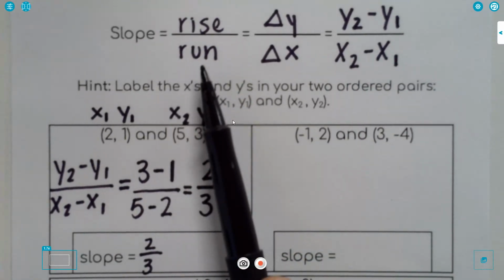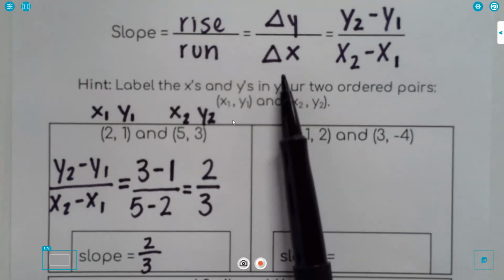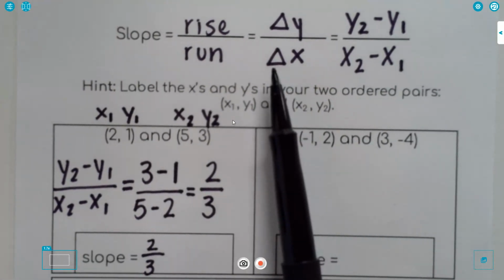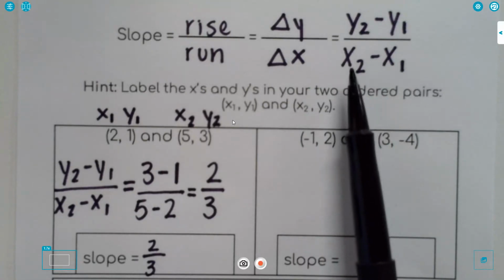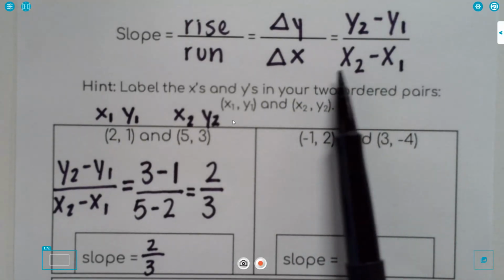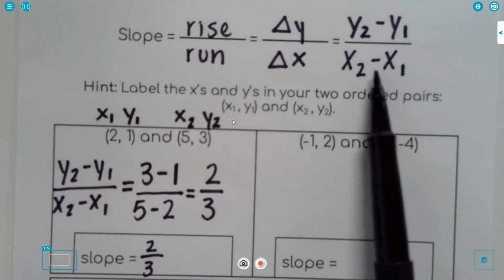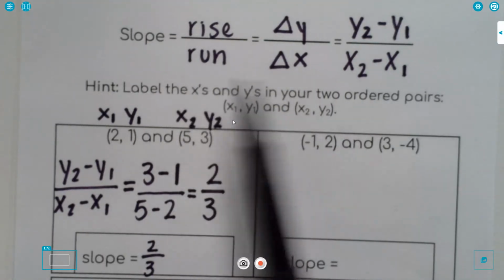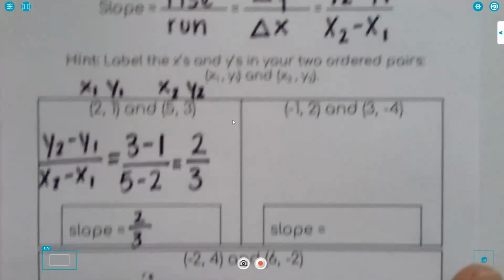Okay? Same with run. Run is how much we go from left to right. Change in x is how much we change from right to left, or left to right, whatever. x2 minus x1 would be the difference between our x values, which is how much we change on our x-axis from left to right. Okay?